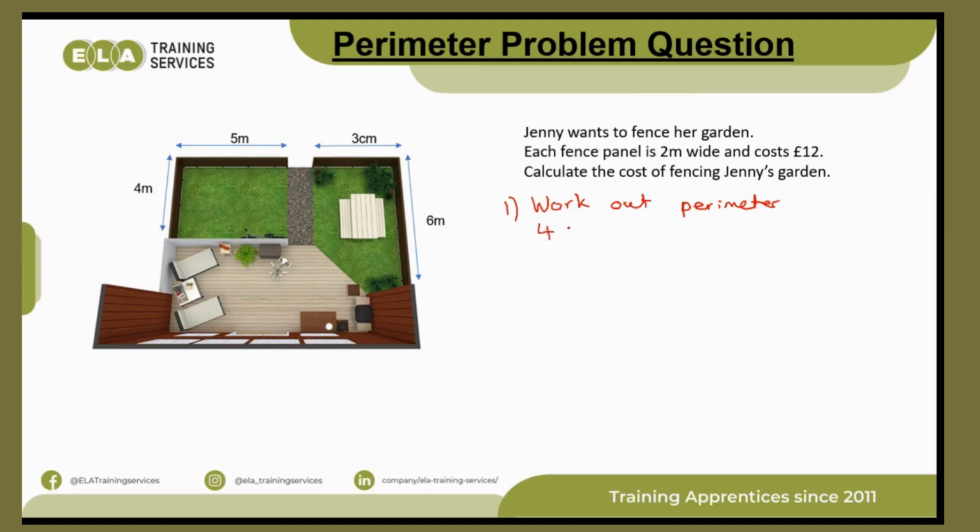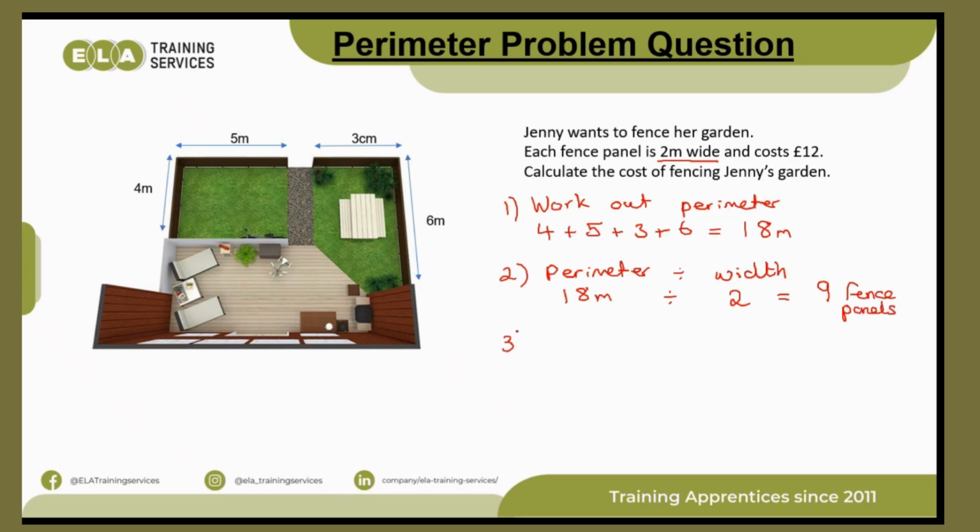So we're going to do 4, add 5, add 3, add 6. So 9 add 3 is 12, add 6 is 18 metres. Then we're going to do the perimeter divided by the width. So we know the perimeter is 18, and we know each fence panel is 2 metres wide. So 18 divided by 2 tells us we need 9 fence panels.